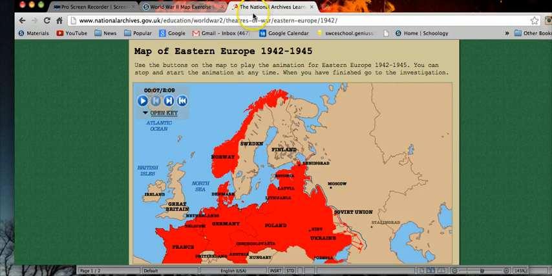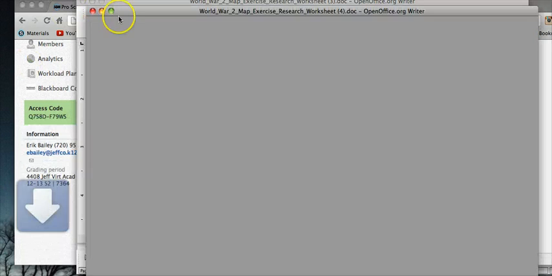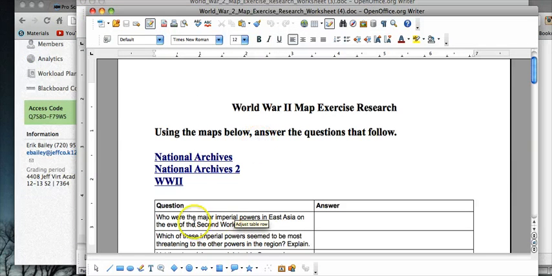Okay, so there's a narration. Make sure you go through all these maps and play through all those narrations. It will make it easier to answer the worksheet. So if you pull up the worksheet, let's say we're answering number 1. I'm going to go ahead and answer number 1 for you. Who are the major imperial powers in East Asia on the eve of the Second World War? We're just going to say one imperial power.